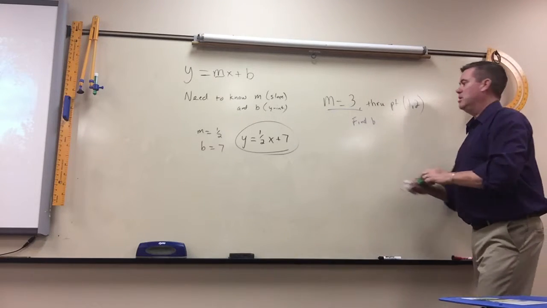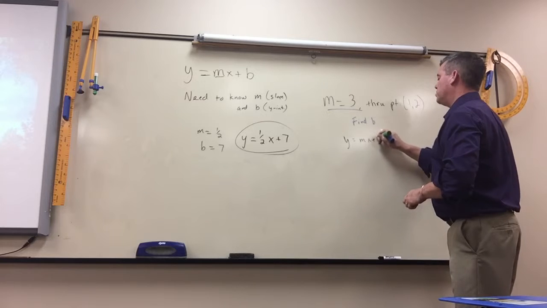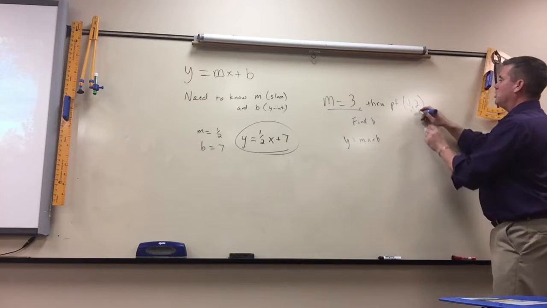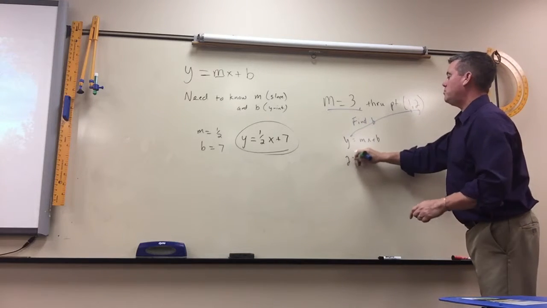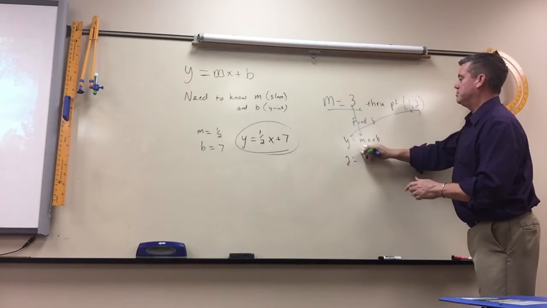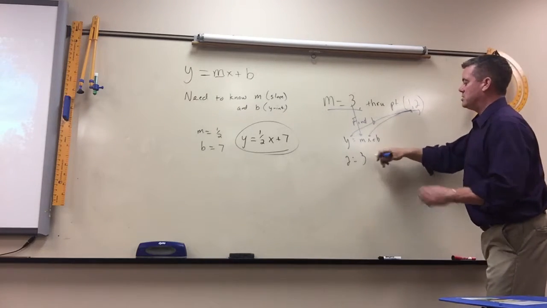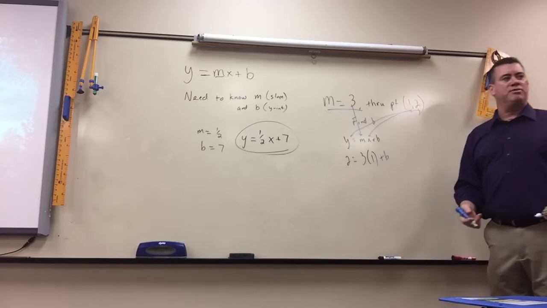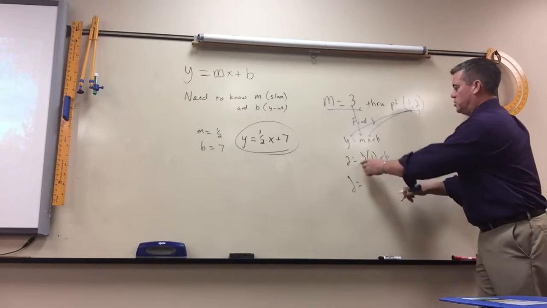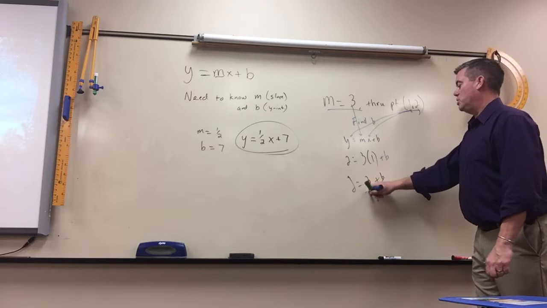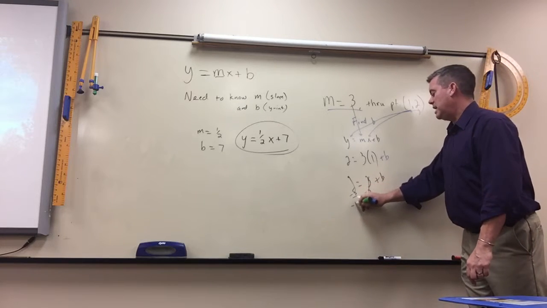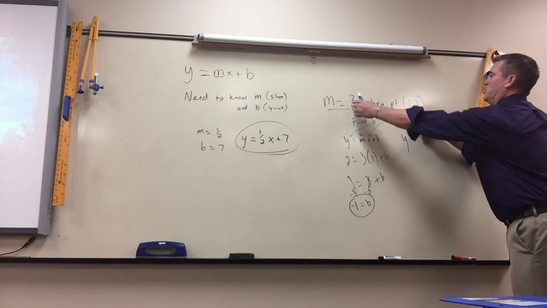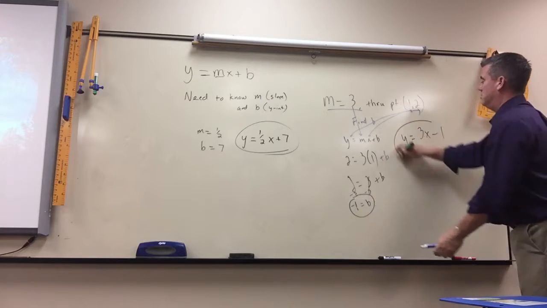We can find b by plugging what we know into y equals mx plus b. Because remember, they gave us one of the x and y's. So we can put 2 in for y. We can put 3 in for m. We can put 1 in for x. But we don't know what b is. So once you do that, you can solve now for b. 2 equals 3 times 1 is 3 plus b. So when you solve it, you got to subtract 3, and you get -1 equals b. So the equation then is y equals 3x minus 1.